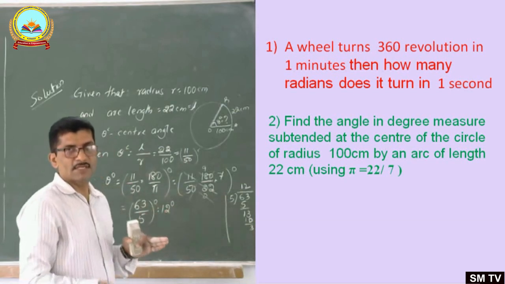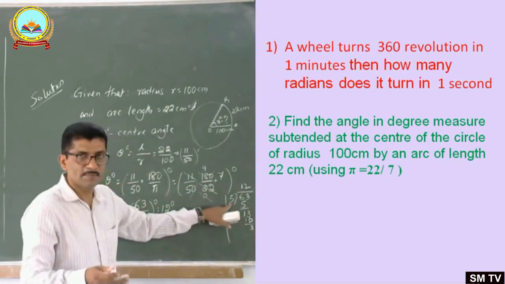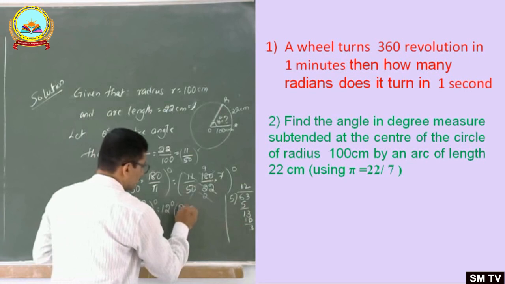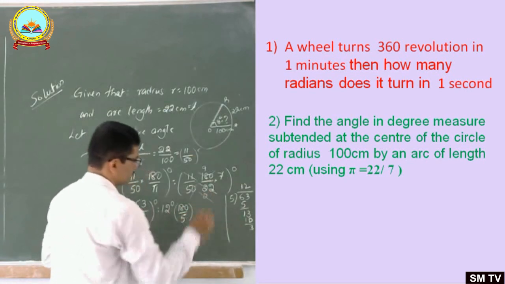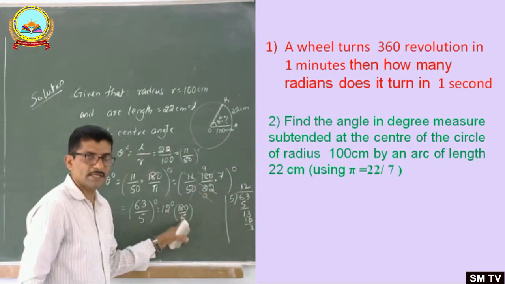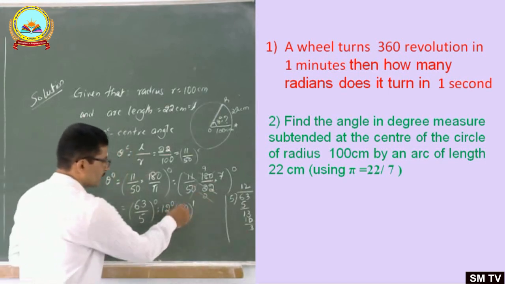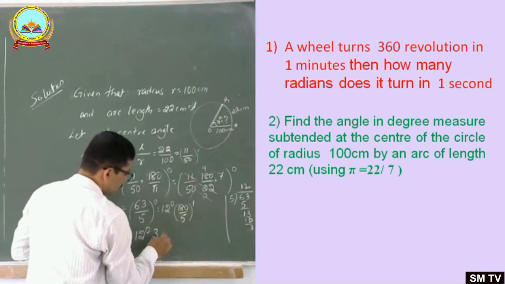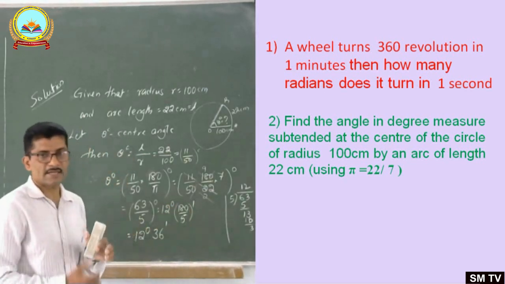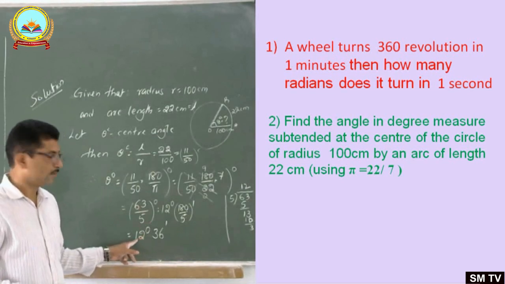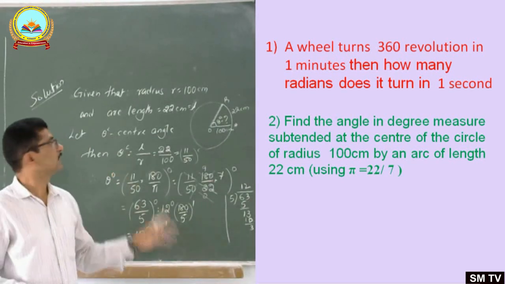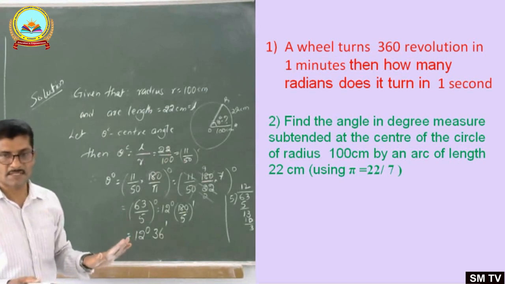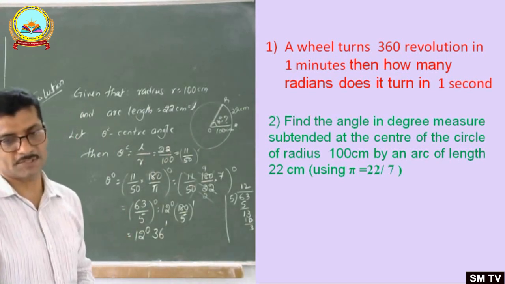This fraction of a degree we write in terms of minutes. Multiplying by 60, 3 by 5 into 60 is 180 divided by 5, which gives 36 minutes. Therefore, the central angle is equal to 12 degrees 36 minutes. That is the central angle in degree measure. Is it clear? Now the next similar problem.